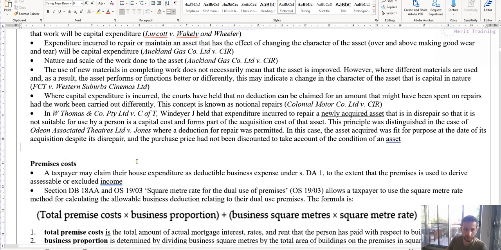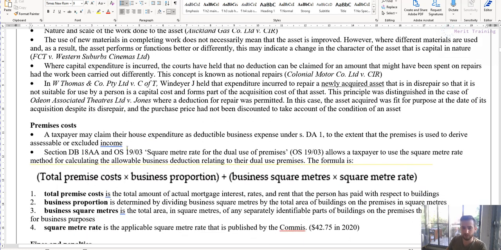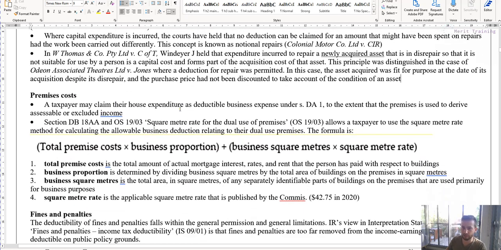Okay, so premises cost. A taxpayer may claim their house expenditure as a deductible business expense under DA1 to the extent that the premises are used to derive assessable or excluded income. So if you run a business out of your own house, even though it's your personal property and your main residence, you can still claim a portion of that, as long as it's part of your business. And you usually do that using the square meter rate.